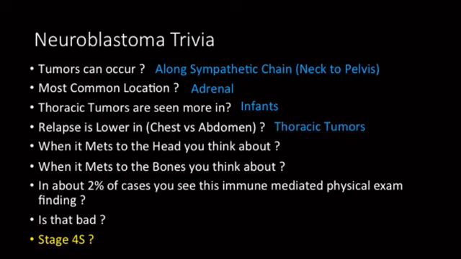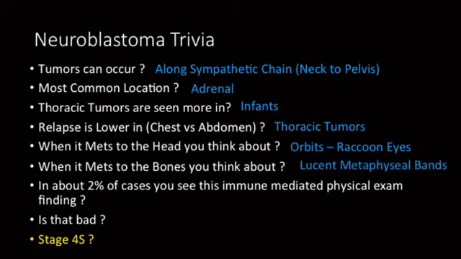When you think about head and neck Mets, you think about the raccoon eyes, the orbits, not intraaxial Mets, but extraaxial stuff, dura, bones. That's more neuroblastoma style. So if I was going to show you a single plain film image of a bone, and I wanted you to say neuroblastoma, what would I show you? Lucent metaphyseal bands. Remember, there's a big differential for that. Leukemia is in that differential. But if you're going to think about metastatic disease and it's a kid, think neuroblastoma.